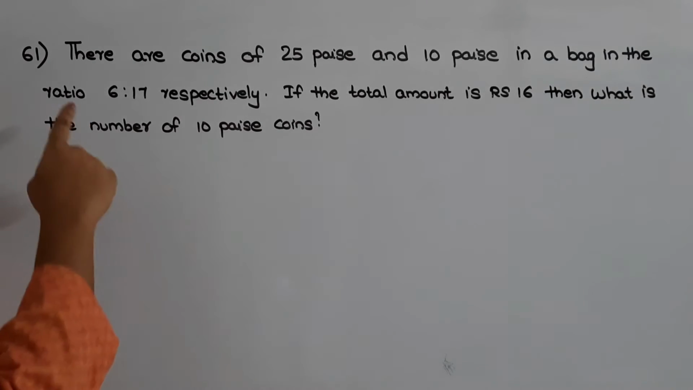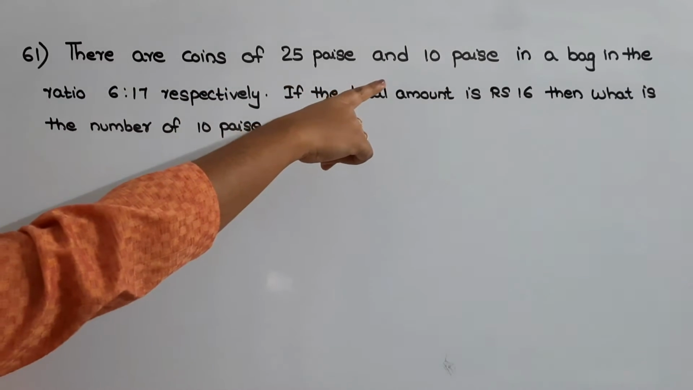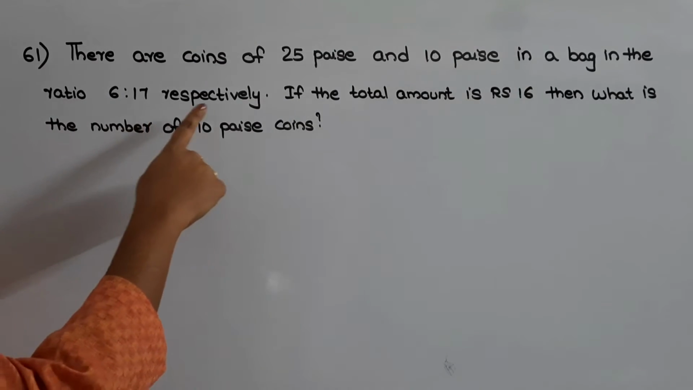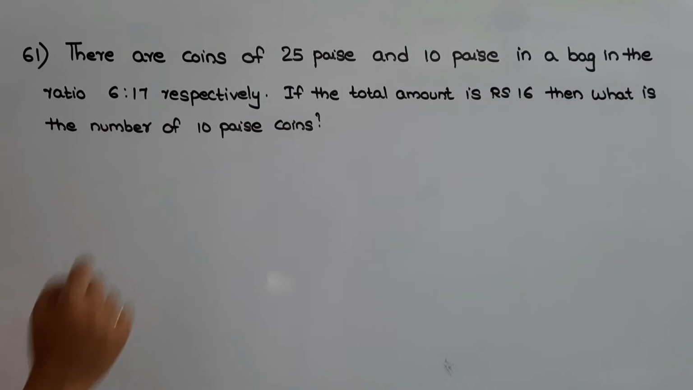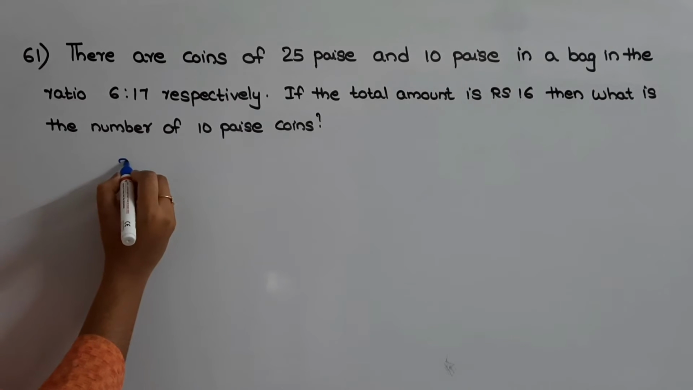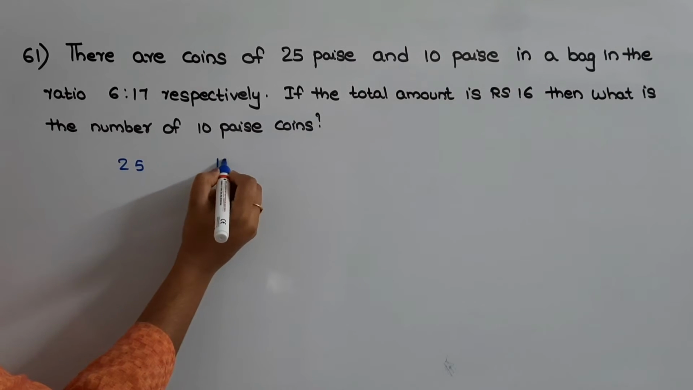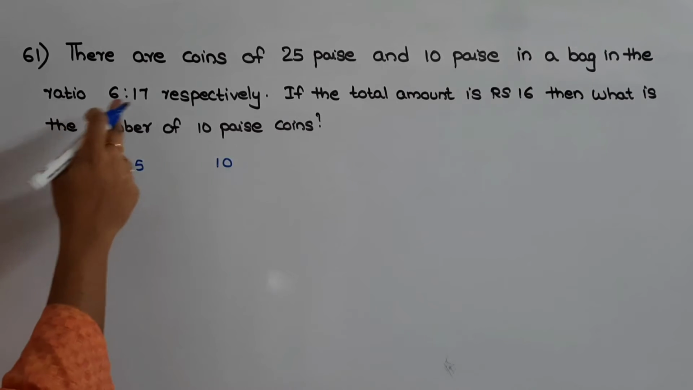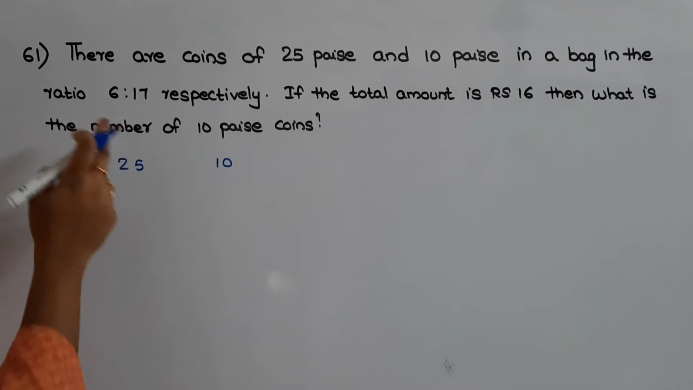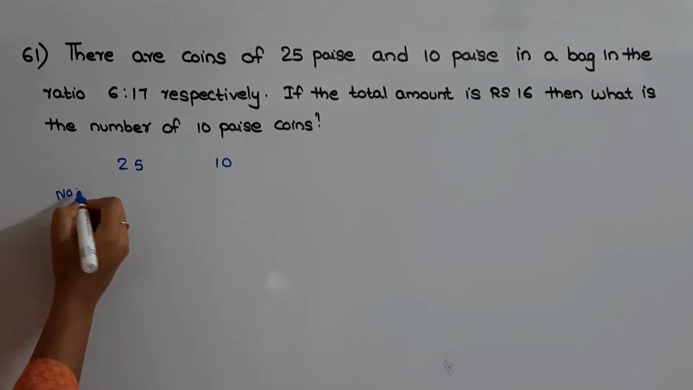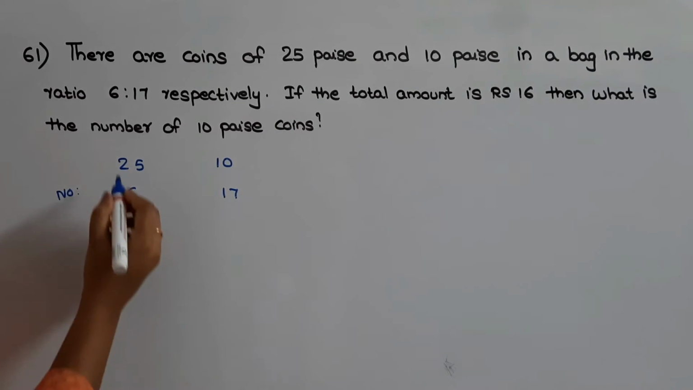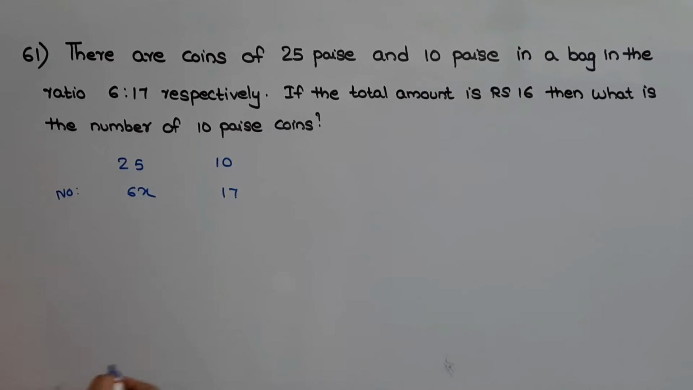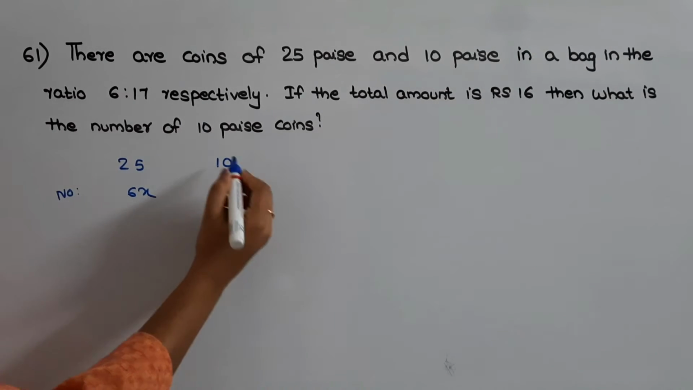The next question is, there are coins of 25 paise and 10 paise in a bag in the ratio 6:17 respectively. If the total amount is rupees 16, then what is the number of 10 paise coins? Okay. So in this question they are telling that there are some 25 paise and 10 paise coins in a bag in the ratio 6:17. Okay. So they have given the number ratio as 6:17.